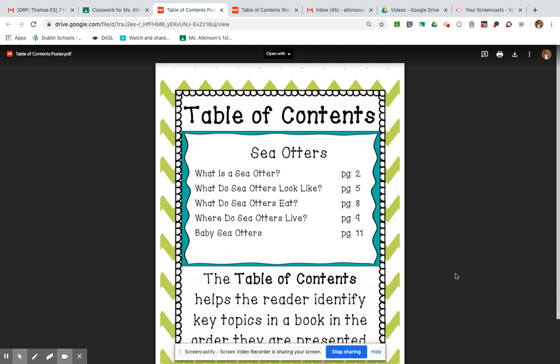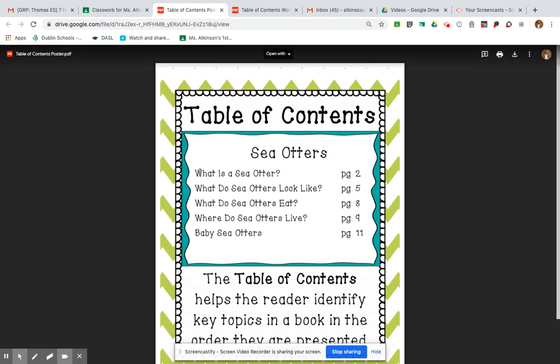So, friends, just like we've talked about on our reading, first this happens, then this happens, next this happens, and then our ending of our story is this. So, the table of contents helps us know what page to go to when we are looking for certain information. So, in this example, it says sea otters, and that's what we're learning about. So, if Miss Atkinson doesn't want to read the whole book because she's only looking for one specific page of information, she could look at the table of contents.